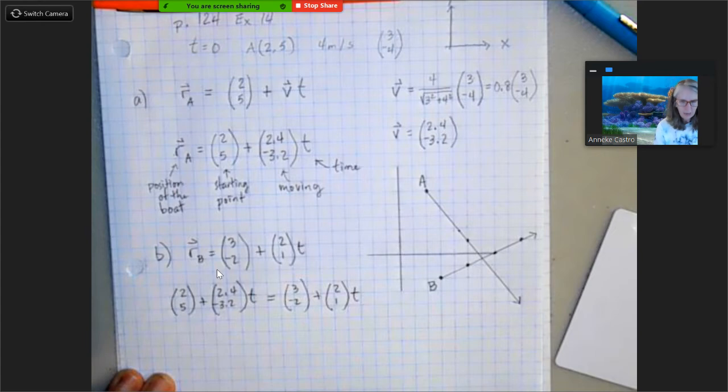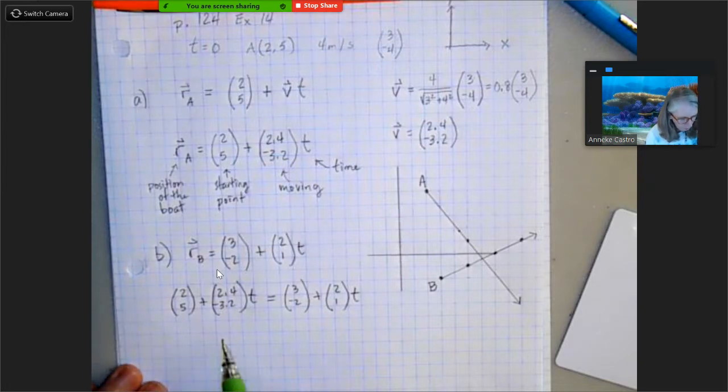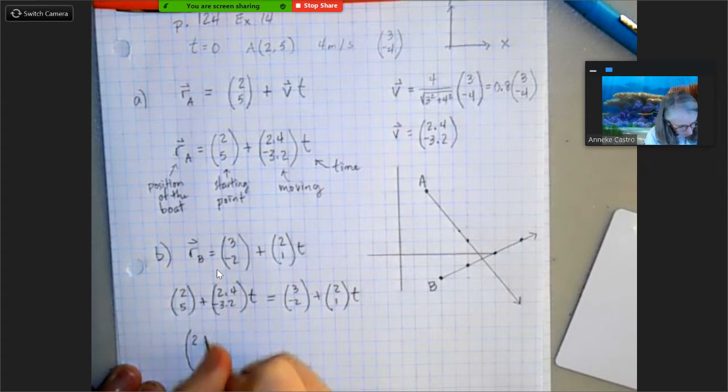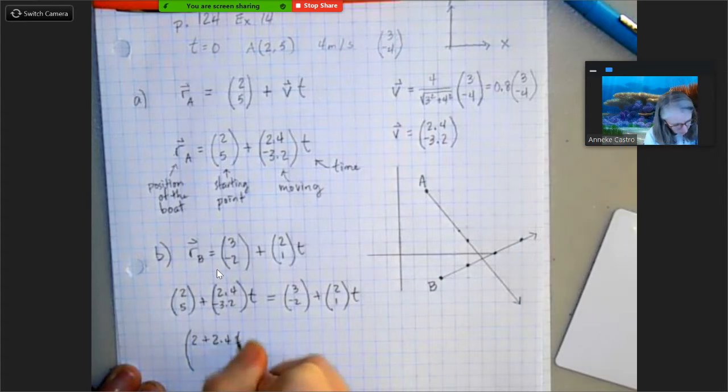Okay, now that's a giant mess, right? So we can actually simplify this. Remember how we can write things in parametric form? We can write this as just one giant vector. The x component is 2 plus 2.4t, and the y component is 5 plus negative 3.2t.